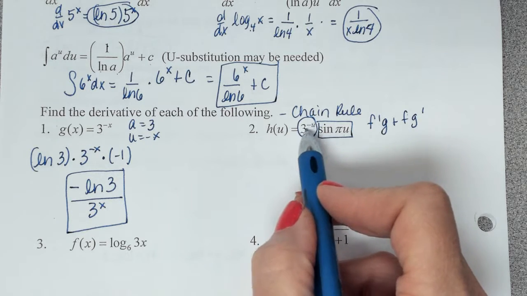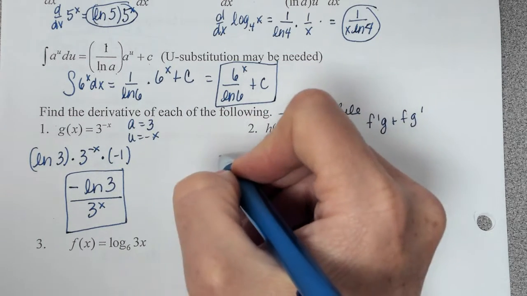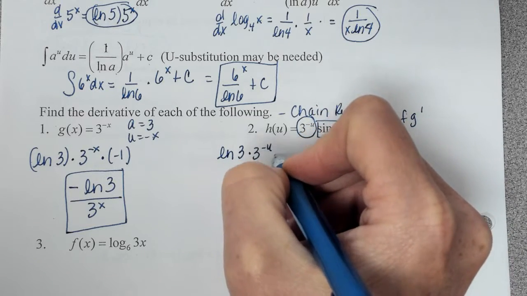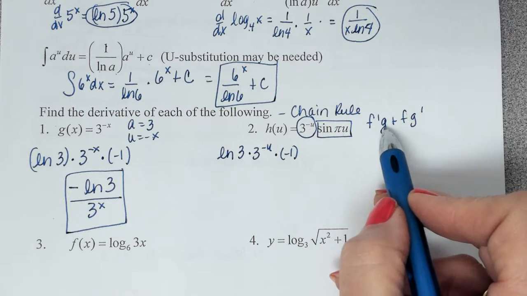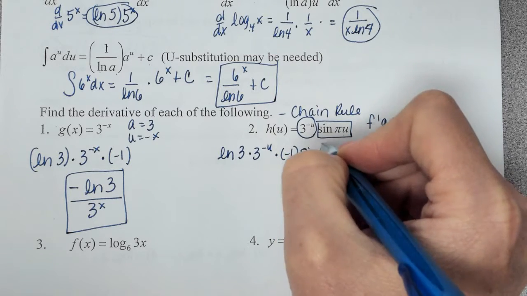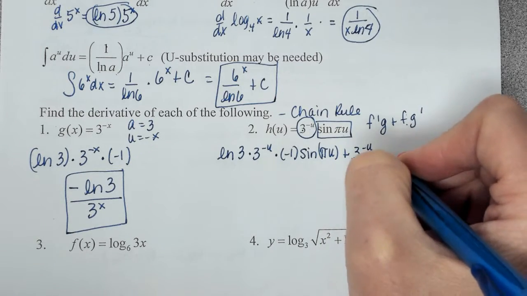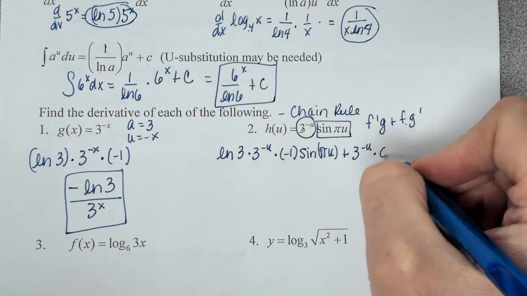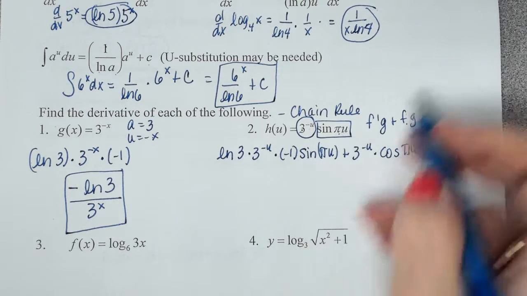Well, f prime is just the derivative of this. I really just did it over here, but I'll do it again. So it's going to be the natural log of 3 times 3 to the negative u times negative 1. That's my f prime. Then times g, so times sine of pi u, plus f is 3 to the negative u, times, and then g prime, derivative of sine u is going to be cosine pi u times, and then the derivative of pi u is just pi.